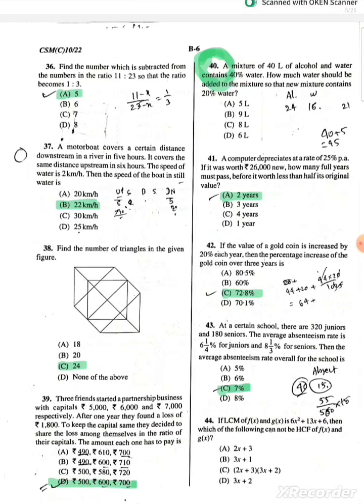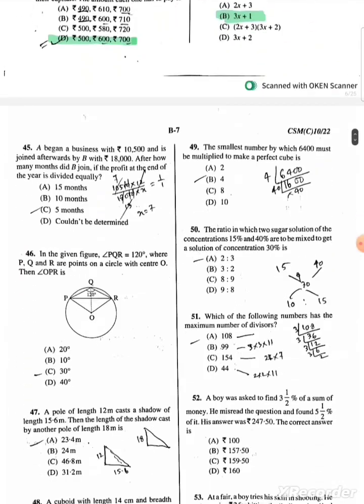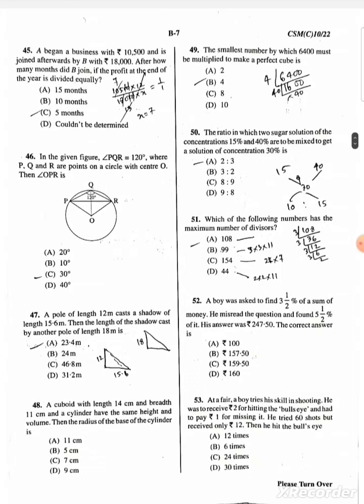If the LCM of f(x) and g(x) is 6x² + 13x + 6, then which of the following cannot be HCF of f(x) and g(x)? Option B, 3x + 1. A began a business with rupees 10,500 and is joined afterwards by B with rupees 1,800. After how many months did B join, if the profit at the end of the year is divided equally? It's C, 5 months.